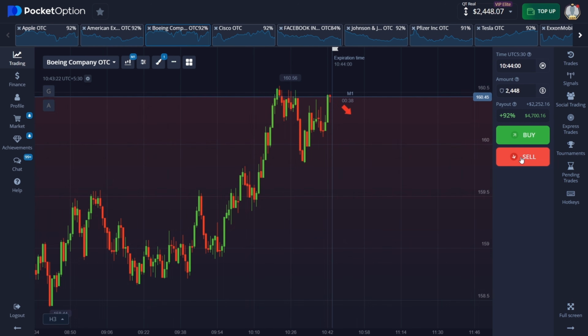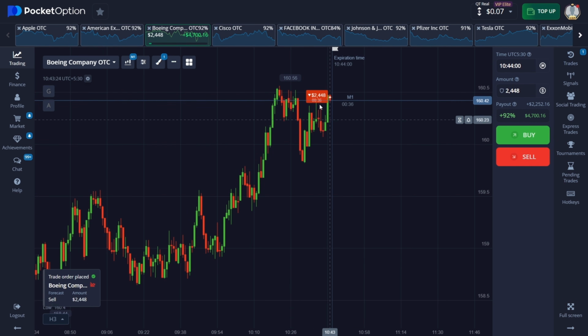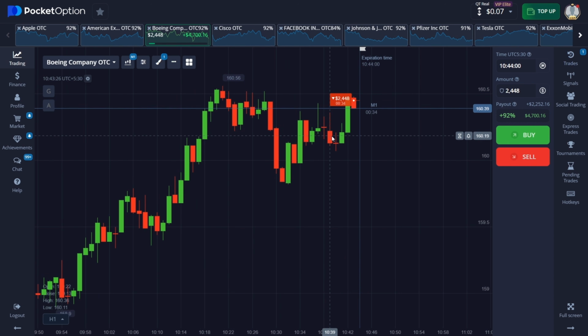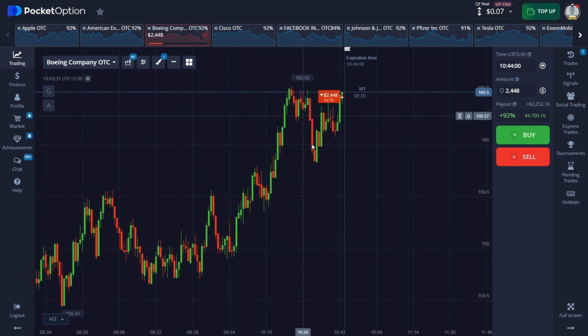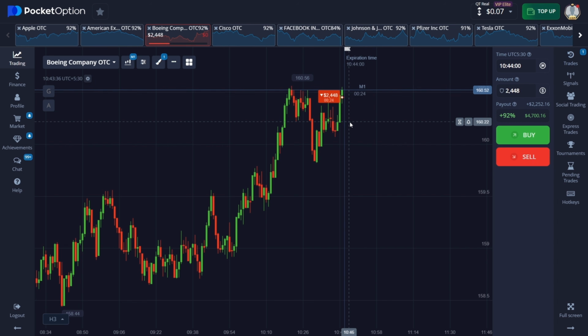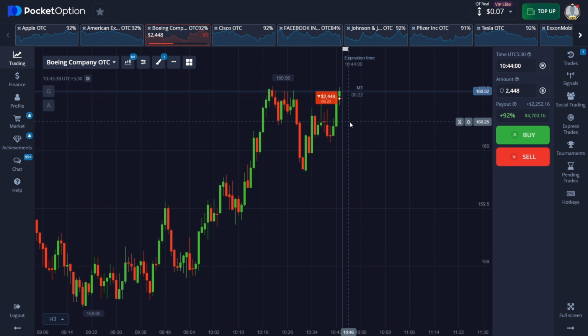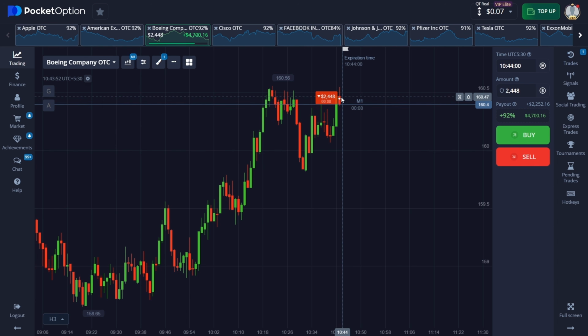Here we have a trade on Boeing Company OTC and I placed a trade for the downside move for $2,448. As you can see, there was a red doji on the backside, followed by an uptrend. Then a divergence occurred, indicating that the trend was changing to a downward direction. That's why I took this trade for the downside move. Currently, the trade is not going in our favor, but there are still 15 seconds left. Now it's coming back, and the trade is going in our favor with only 5 seconds left.